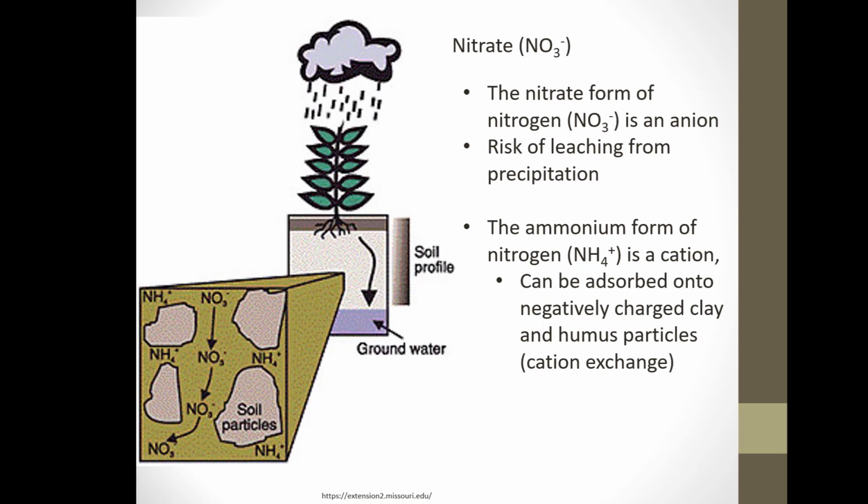Nitrate is an anion, and it can leach from precipitation or overwatering. The ammonium form of nitrogen is the cation, and that would be adsorbed on our negatively charged soil colloids.